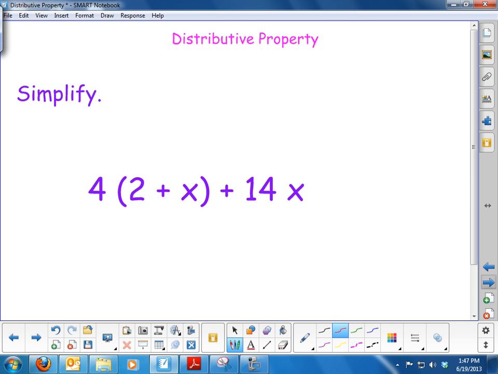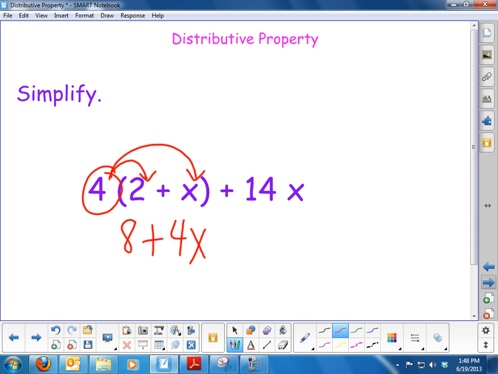Okay, let's get to simplifying. I'm going to take my 4 that's on the outside of parentheses being multiplied, multiply by everything inside the parentheses. 4 times 2 is 8. 4 times x is 4x. Now, does the 4 get distributed to this 14x? No, it does not. Why not? Because it is not part of the parentheses. So my plus 14x is right there. Now I ask myself, are there any like terms? In fact, there are. 4x and 14x makes 18x.